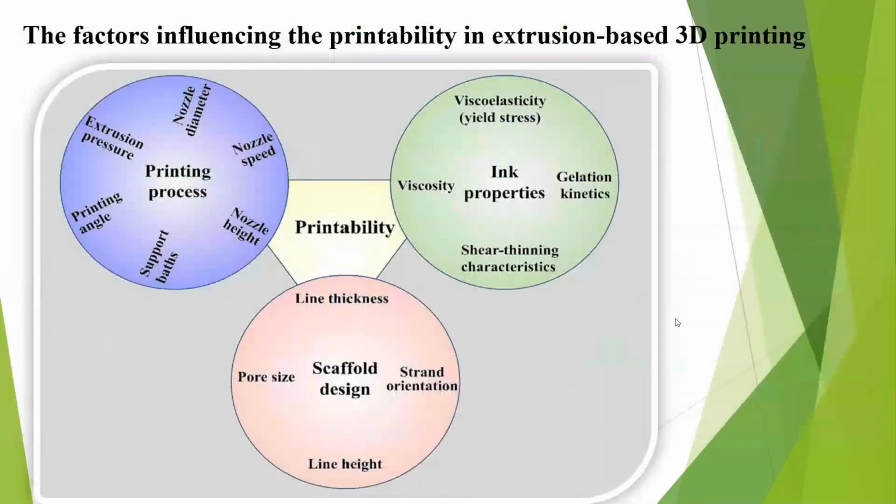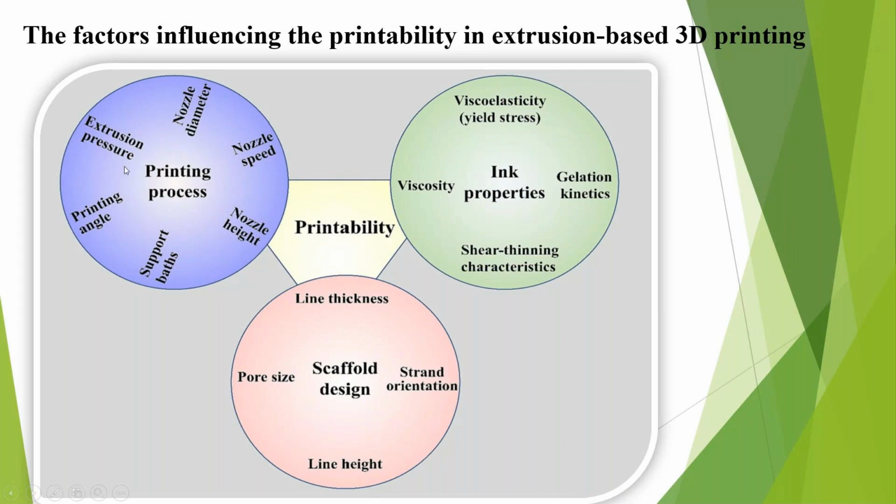The main factors to be taken into account for these bio-based materials are three: the printing process, the ink properties we have chosen, and the scaffold design. Coming to the printing process, there are many parameters, such as nozzle speed, nozzle height, support baths, printing angle, and extrusion pressure.